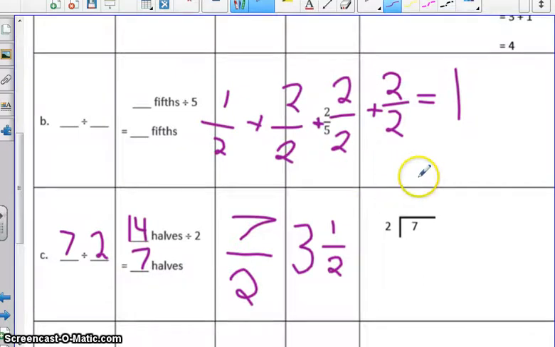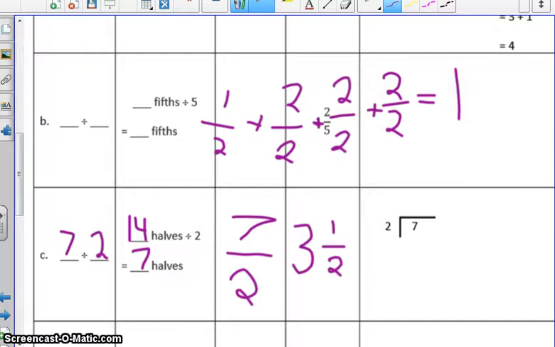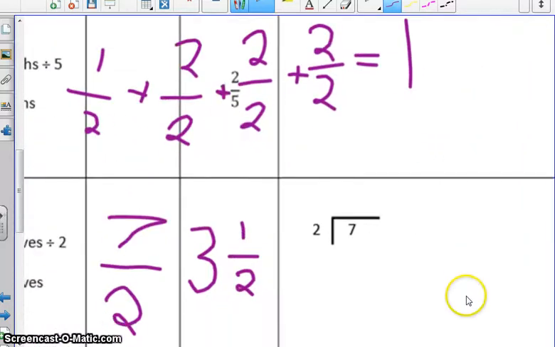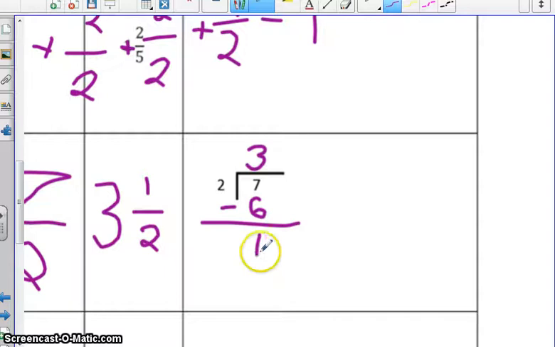So if we look at how many 2's go into 7, let's zoom in a little bit here and focus just on the division. How many 2's go into 7? 2, 4, 6. There's 3. 3 times 2 is 6. Now that's just regular long division. It's pretty easy. Subtract, you get 1. Now 2 can't go into 1. There's nothing to bring down. So 1 is the remainder.